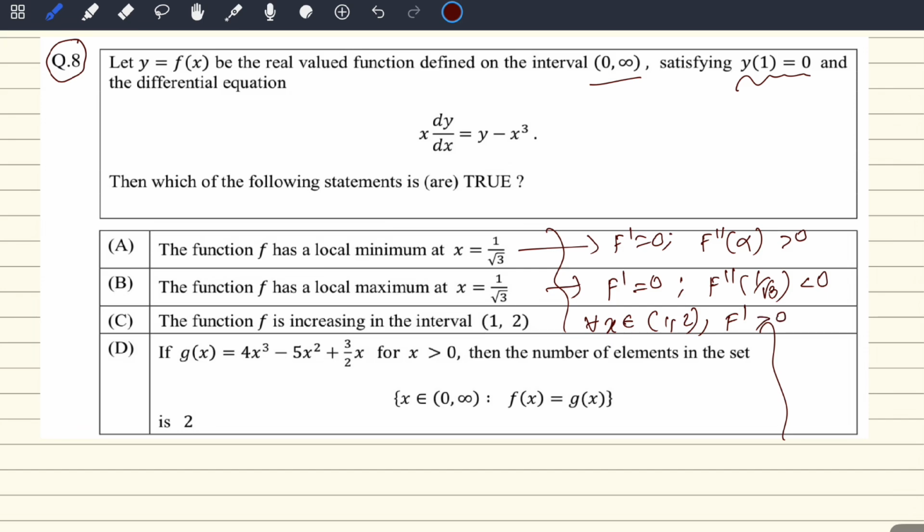After finding the value, we will get f of x. Then you have to check whether f of x is equal to g of x or not.